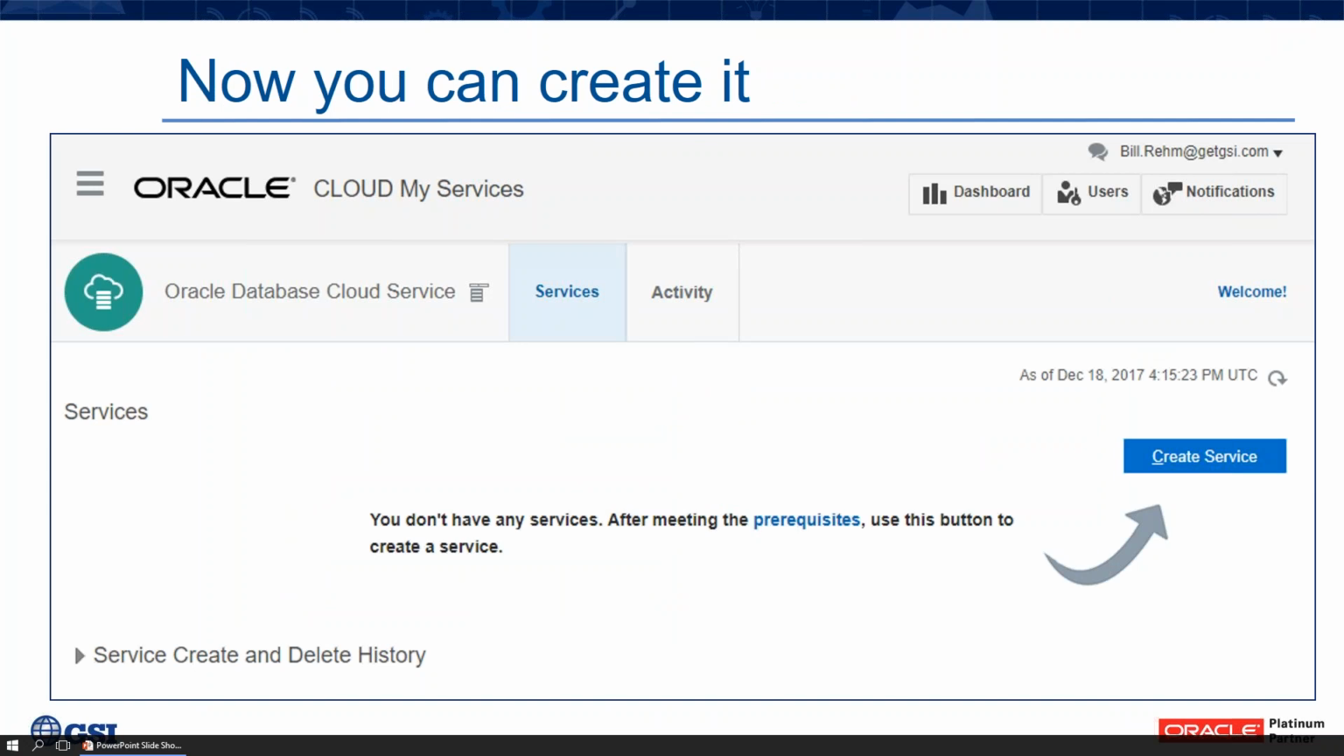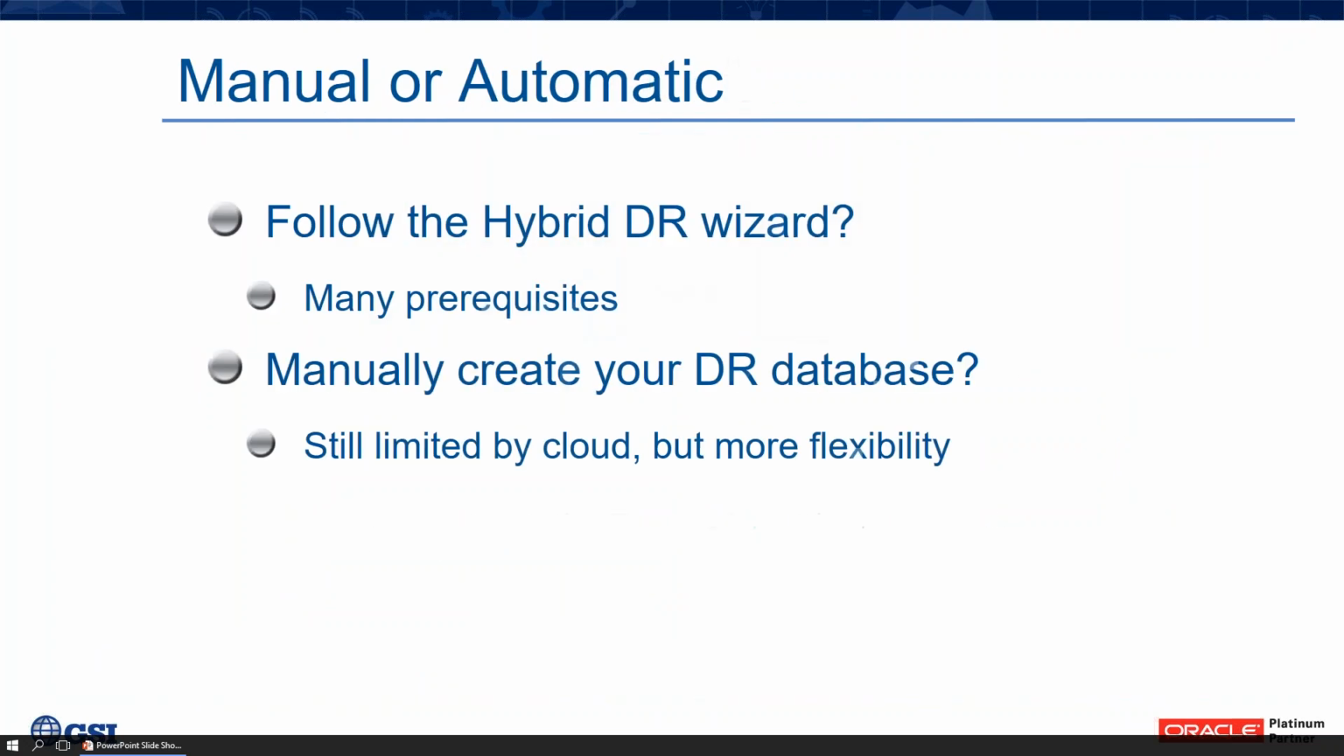This third click is really the last one you need before you get started creating the instance. Now, click that. So you have a couple questions here. You can do the hybrid DR wizard, which has a lot of prerequisites. You can't do RAC, you can't do ASM. It has to be smaller than 2 terabytes.